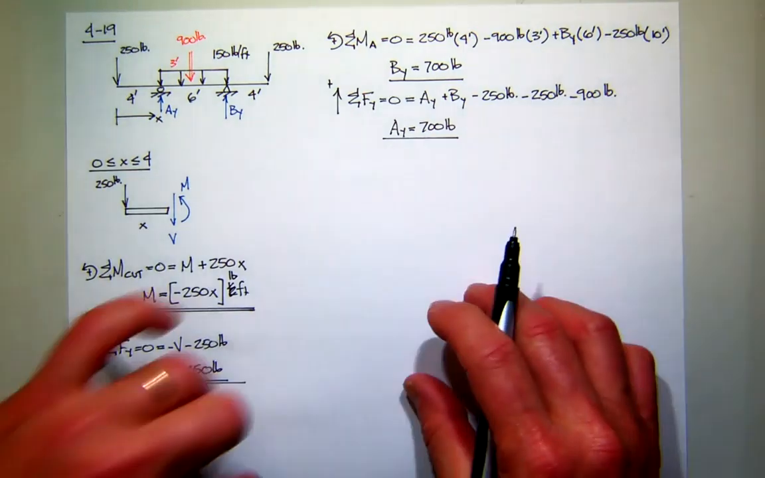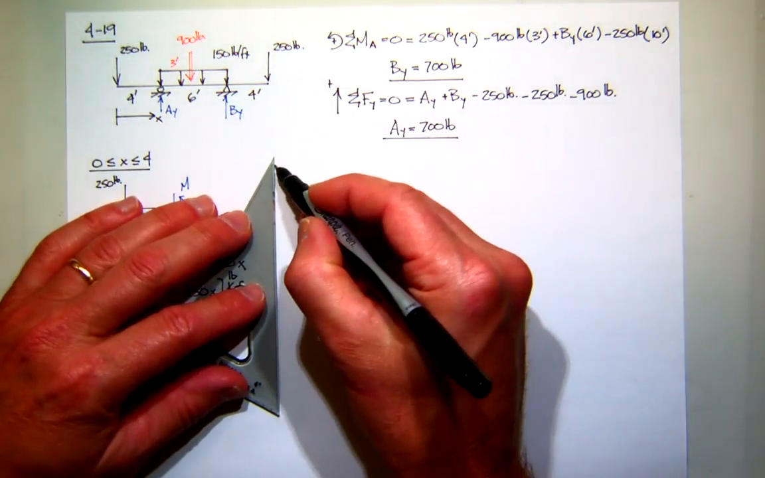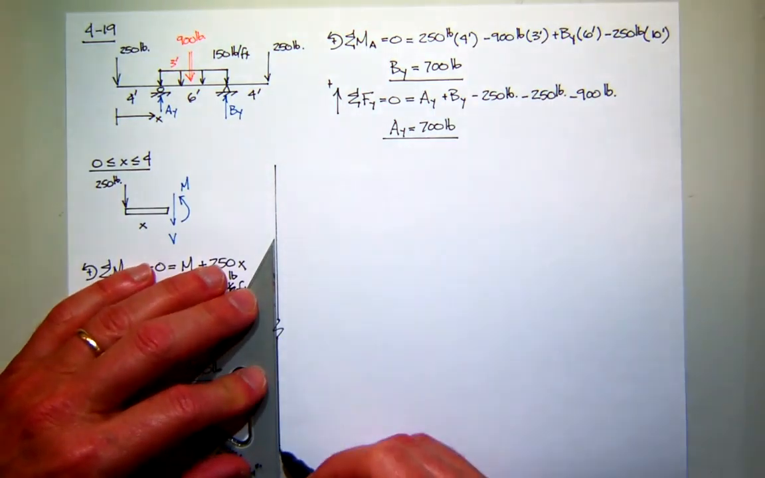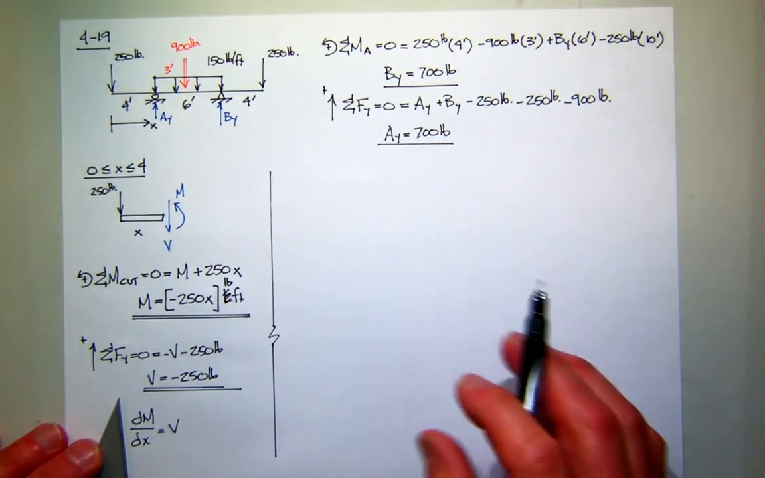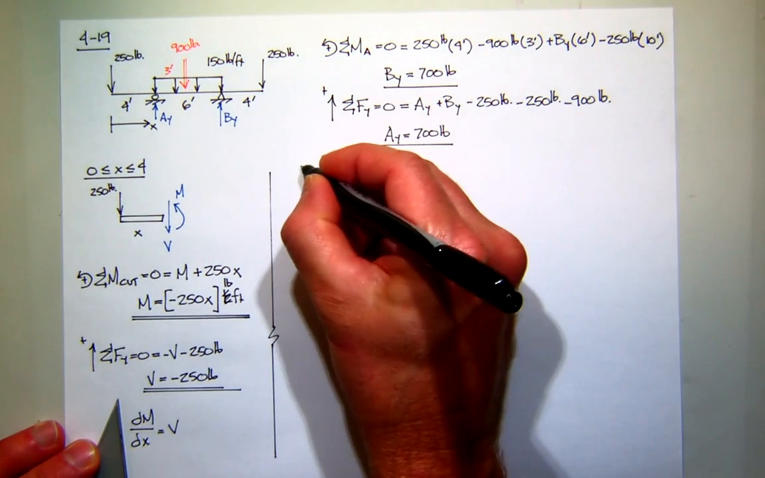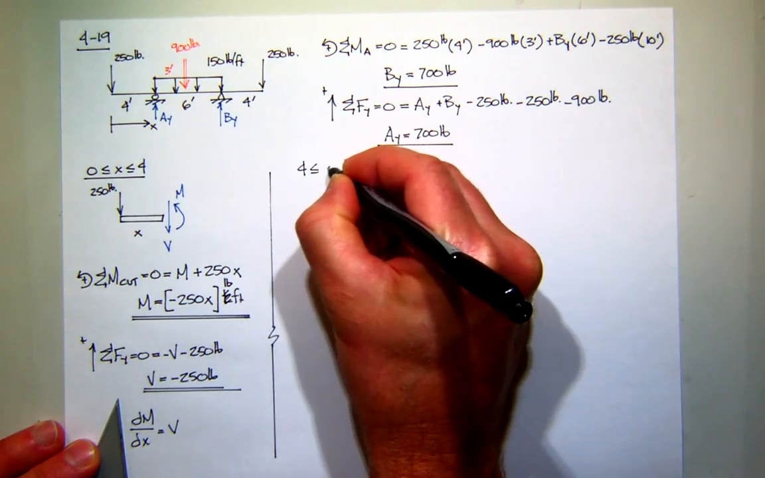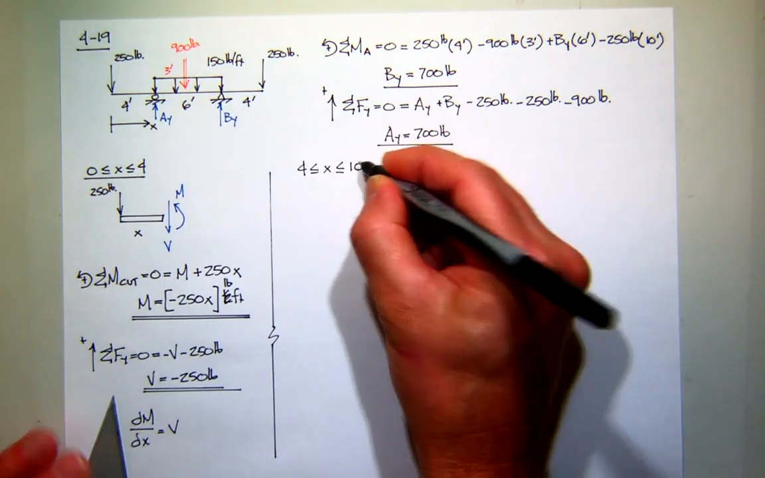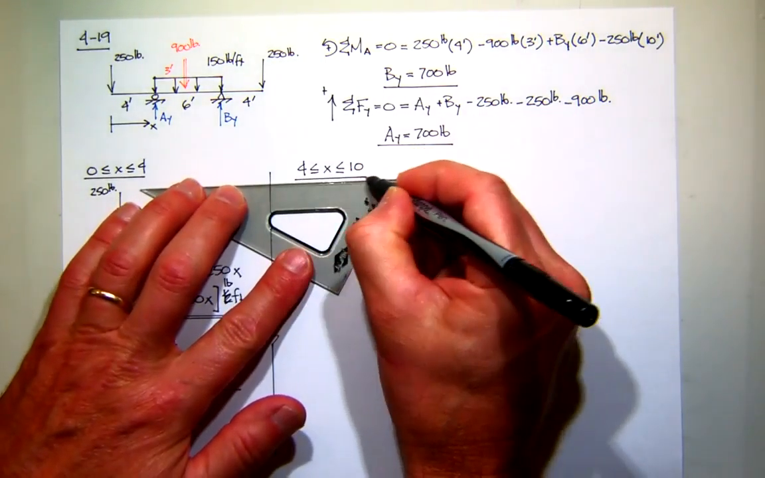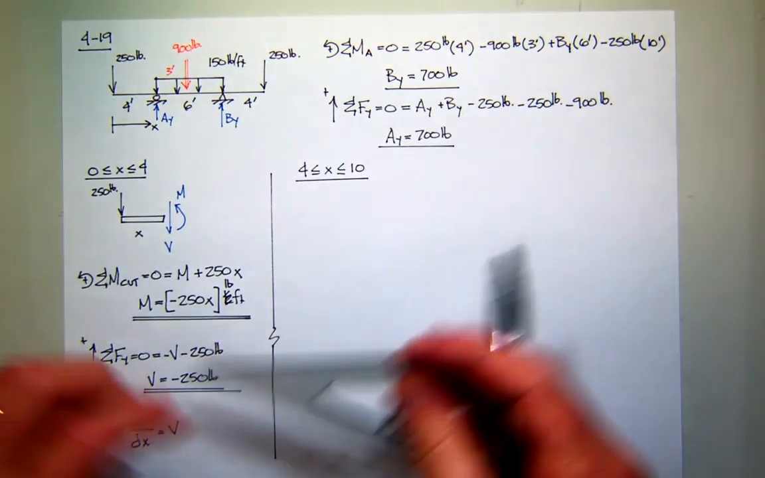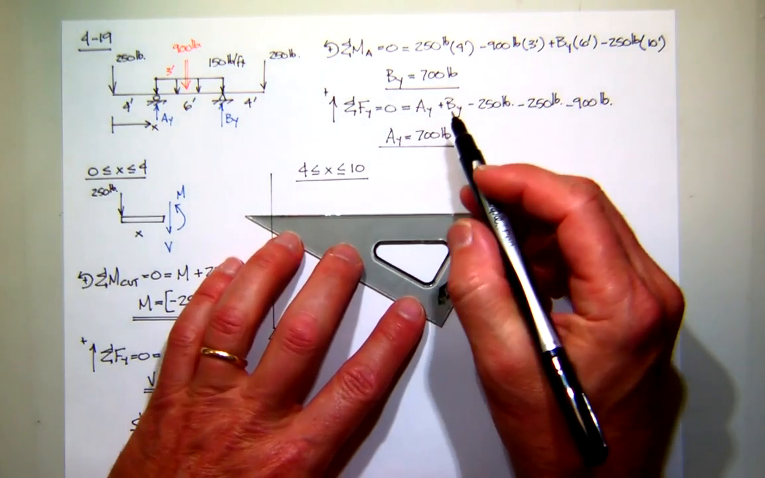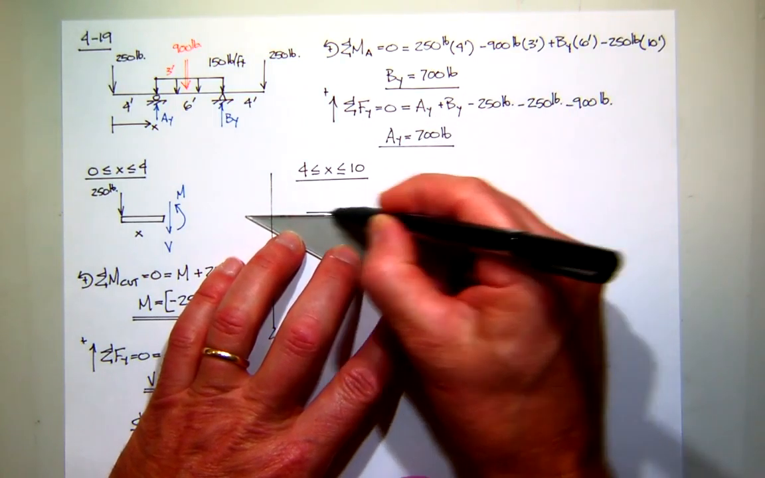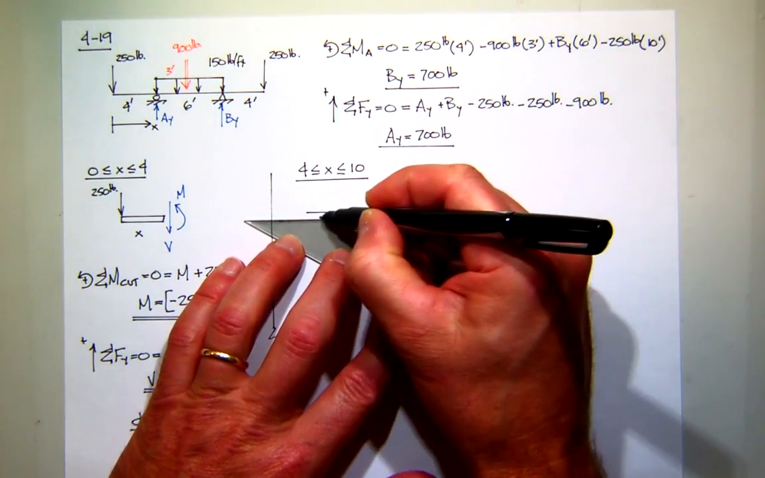Okay, so let's draw a line there. And let's do one now that's good from 4 feet to 10 feet. So let's cut the structure somewhere in that region. This one's going to be a little more challenging.